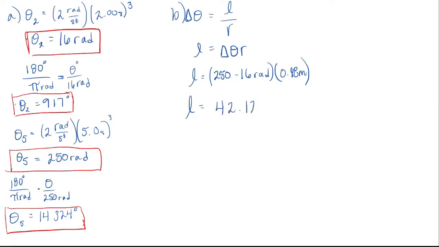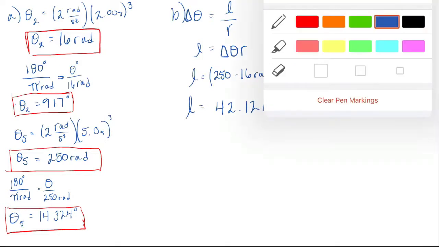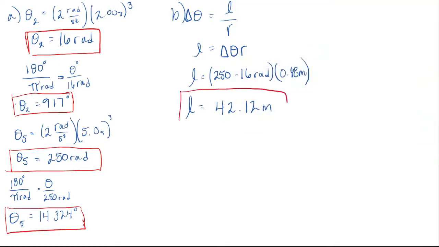And so the distance traveled would be 42.12 meters, which we'll just leave at that right now. I'm not worried too much about significant digits right now because there's so much new information being thrown at you. So let's just make sure that we know how to get to these correct answers firstly, and then we will worry about other things later. So that's how far it would go.